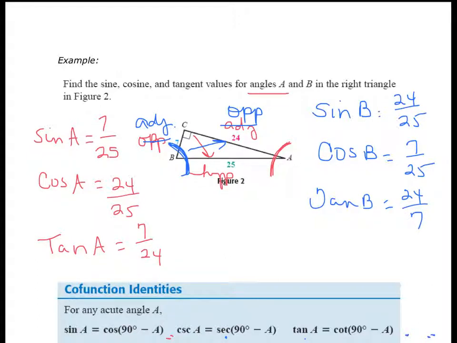Now, can you look at a couple of things and see if you can tell anything? Look at sine A and cosine B. They're the same thing, aren't they? Well, let's stop and think about it. If you have one 90-degree angle, which they showed us here, that this is a 90-degree angle, then angles A and B are acute angles, and they would have to add up to 90 degrees because we already have 90 degrees indicated by the symbol.